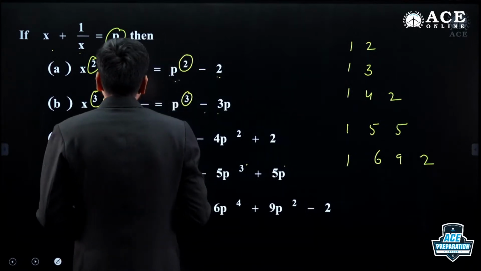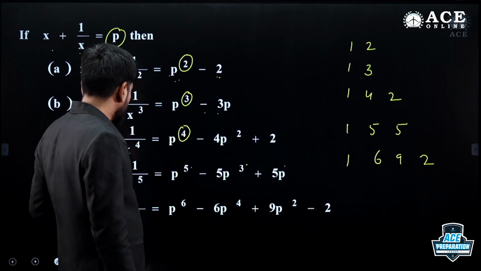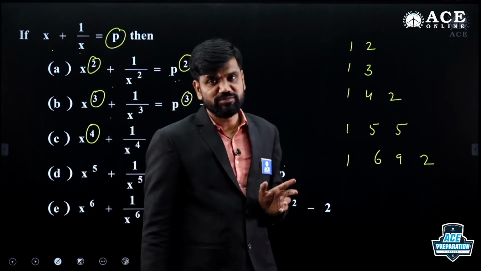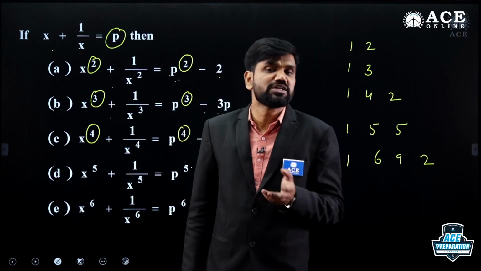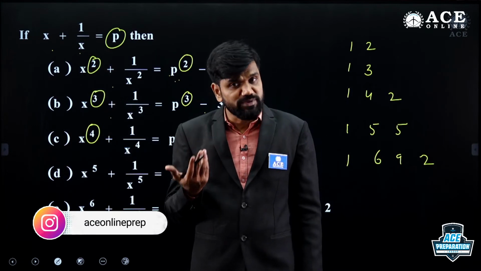And remember, when x plus 1 by x is given, all the values that they are going to ask over here will have plus only in between. If they are asking you for x cube minus 1 by x cube, then what you should do? From x plus 1 by x, you need to find the value of x minus 1 by x.